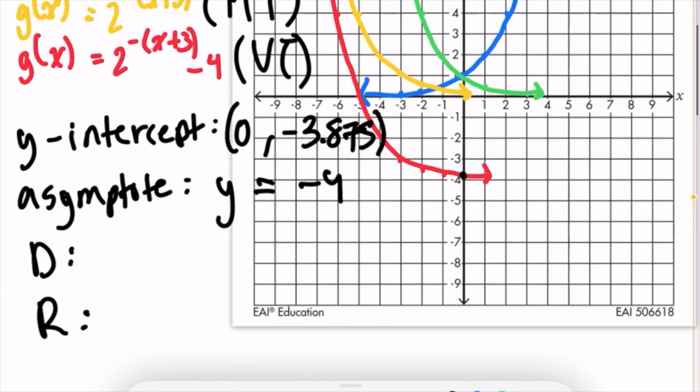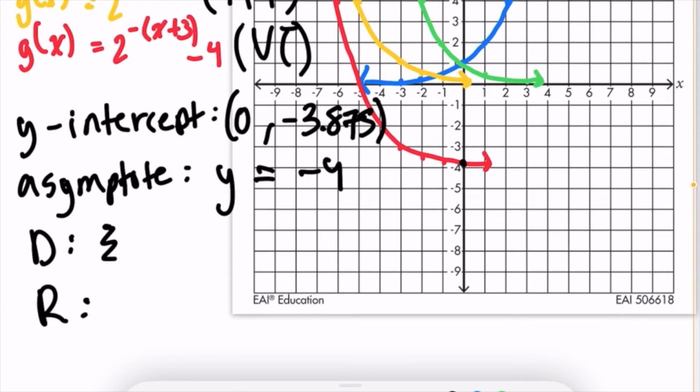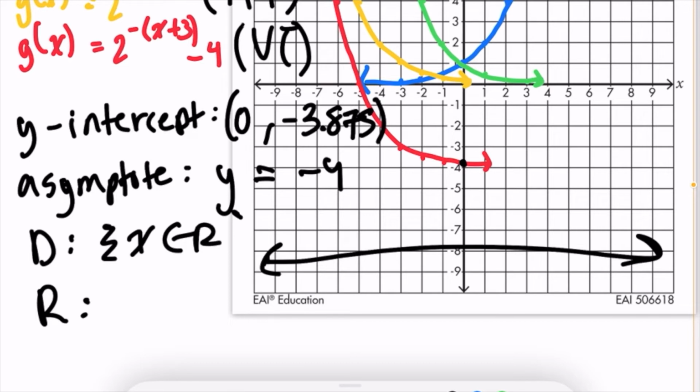The domain is going to hit, this red graph is going to hit all x values. And so the domain would be x is an element of all real numbers.